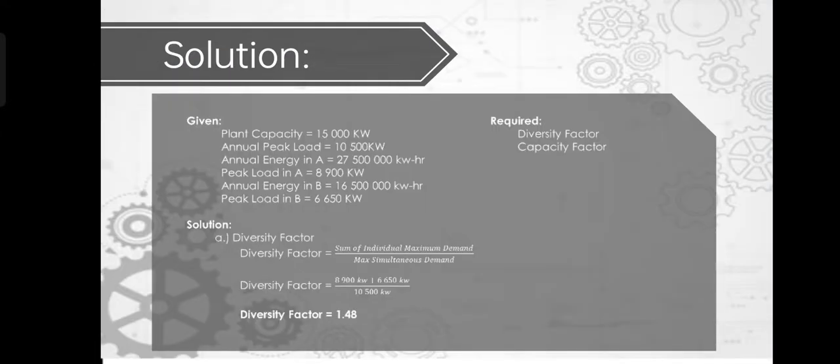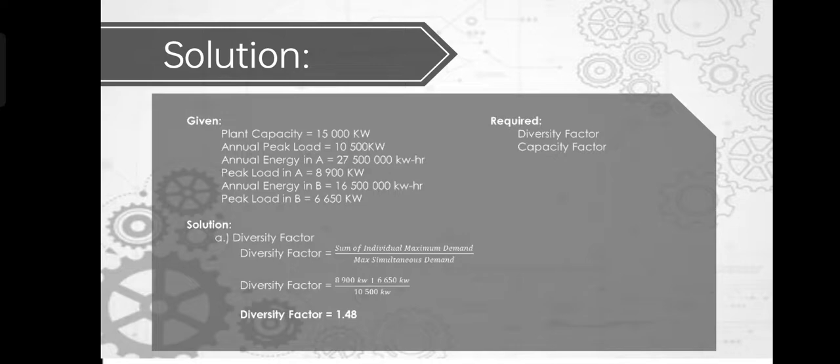So the givens are: plant capacity is equal to 15,000 kilowatt, annual peak load is equal to 10,500 kilowatt, annual energy in A is equal to 27,500,000 kilowatt hour, the peak load in A is equal to 8,900 kilowatt, the annual energy in B is 16,500,000 kilowatt hour, the peak load in B is equal to 6,650 kilowatt. So we are finding the diversity factor and the capacity factor. So the first one is the diversity factor.